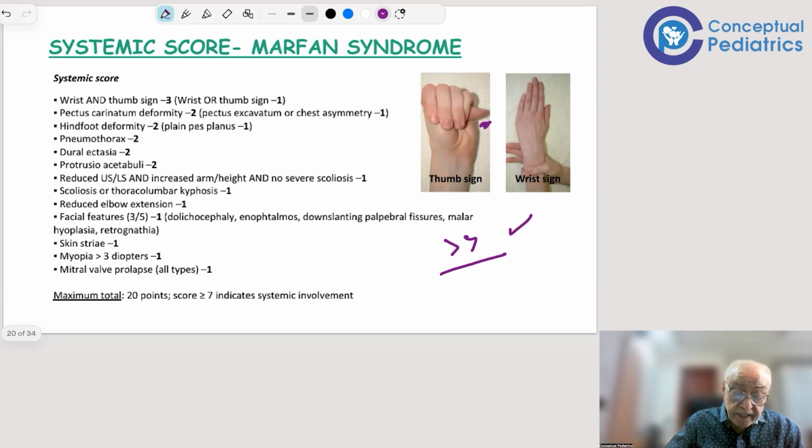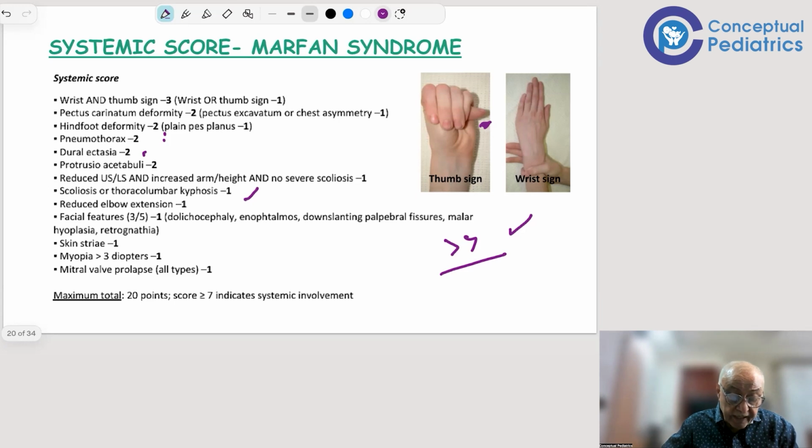So there are so many other systemic features. These are called the modified Ghent criteria 2010, right? Other things could be pectus carinatum, hindfoot deformity, dural ectasia, pneumothorax, and scoliosis. Those things you need to keep in mind.